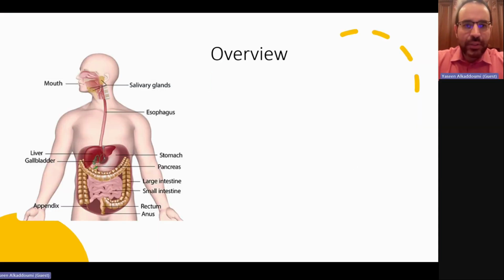So the gastrointestinal tract extends from the mouth all the way to the anus, and cancer can develop in any of these structures: esophagus, stomach, small or large bowel, or the associated organs, the liver, pancreas, and gallbladder.